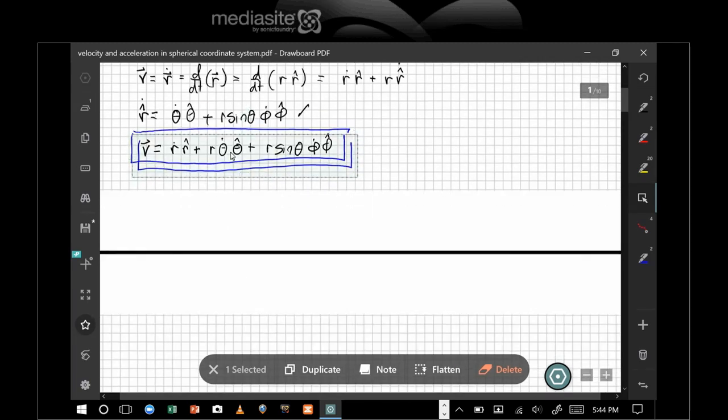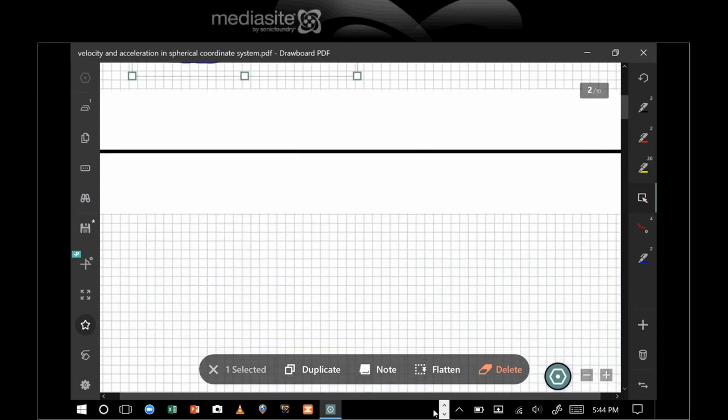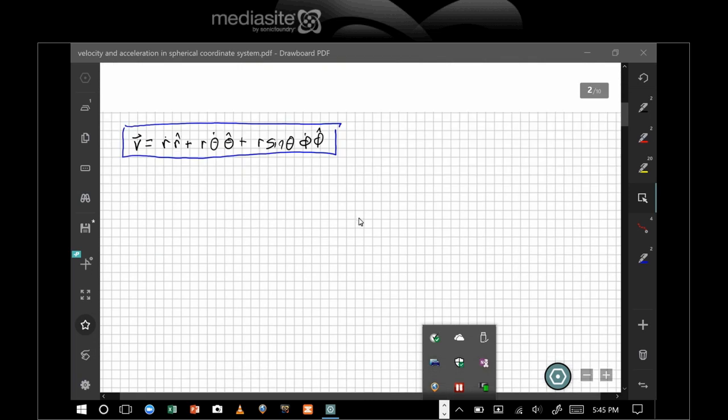Okay, let's move that down here. That didn't work. Okay, so now this is my expression for velocity in a spherical coordinate system. Now what we're going to do is acceleration.